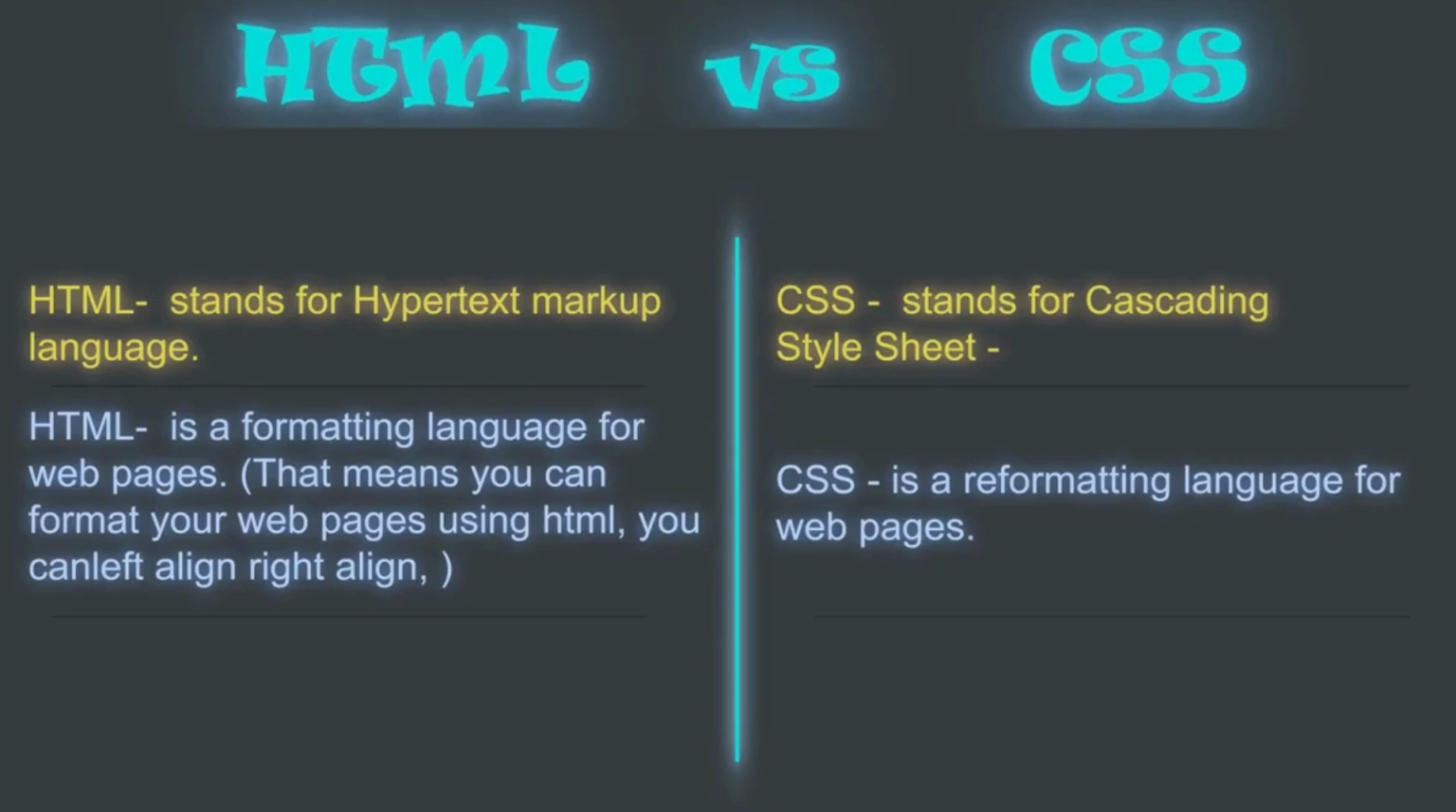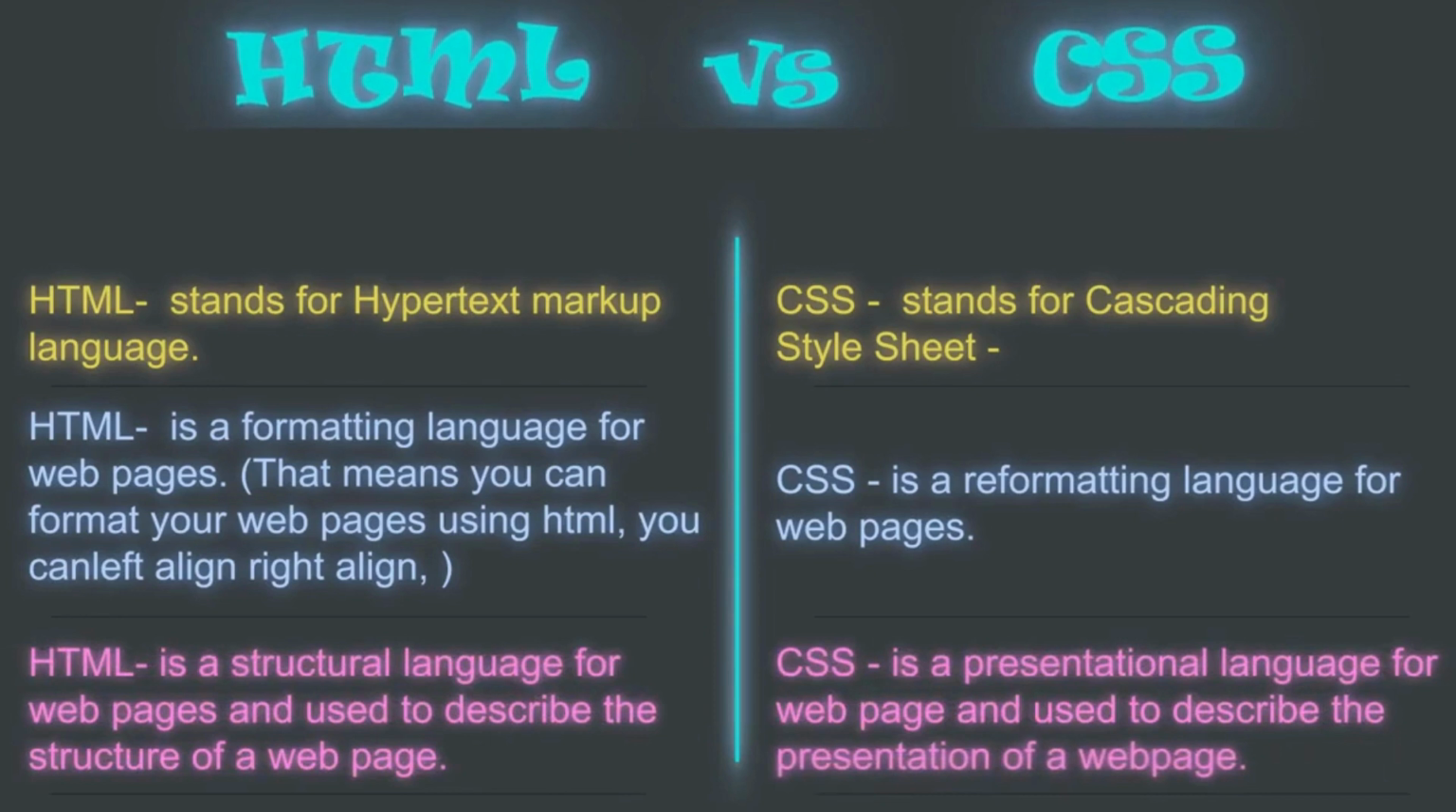CSS is a reformatting language for web pages. HTML is a structural language for web pages and is used to describe the structure of a web page. CSS is a presentational language for web pages and is used to describe the presentation of a web page.